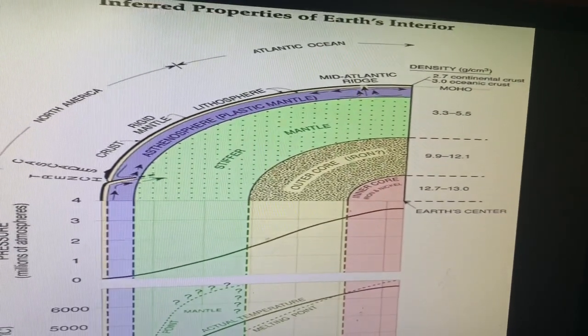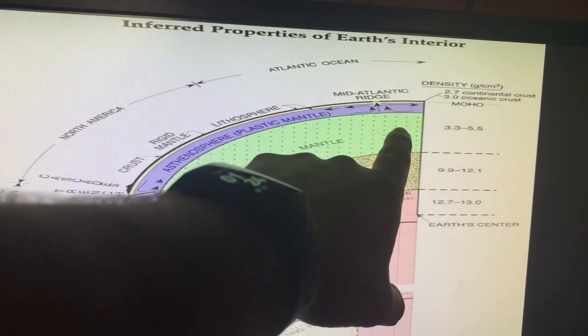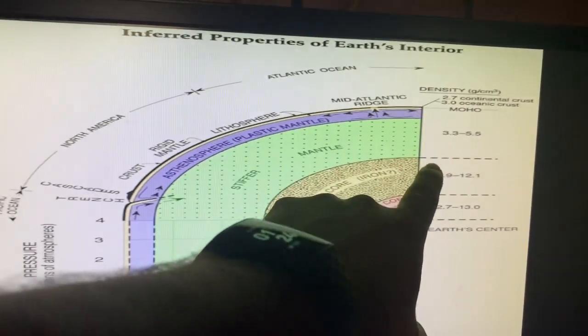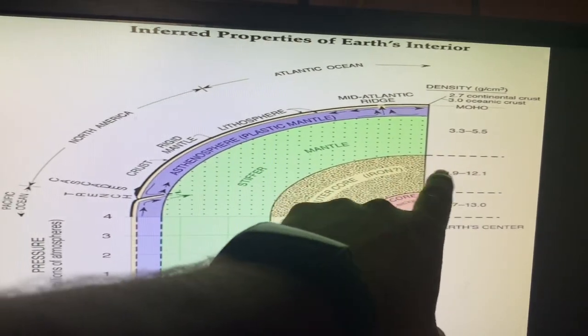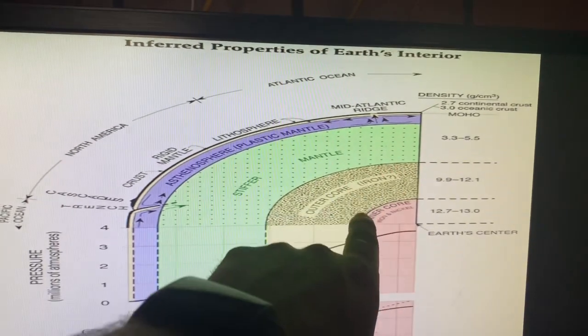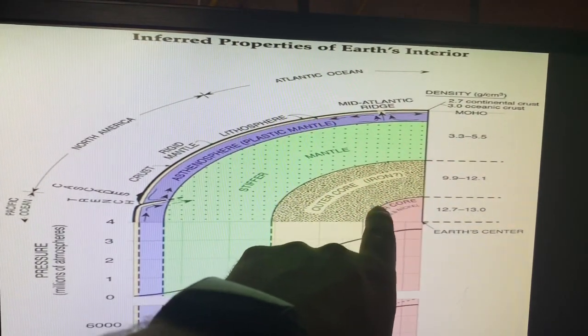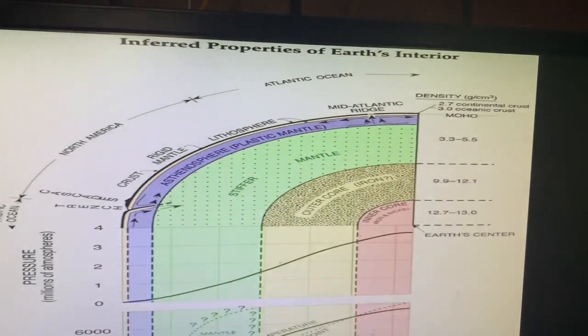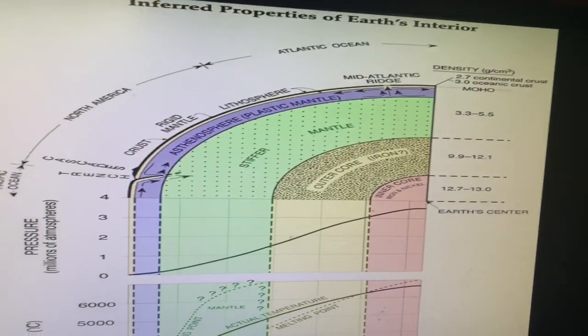Okay, your upper crust and stuff like that is mostly made up of silicates. When you get into here, you're talking mostly olivine and things like that. Okay, when you go to the outer core, you're talking iron, and when you're talking inner core, you're talking iron and nickel. Okay, other things that this chart can tell you.